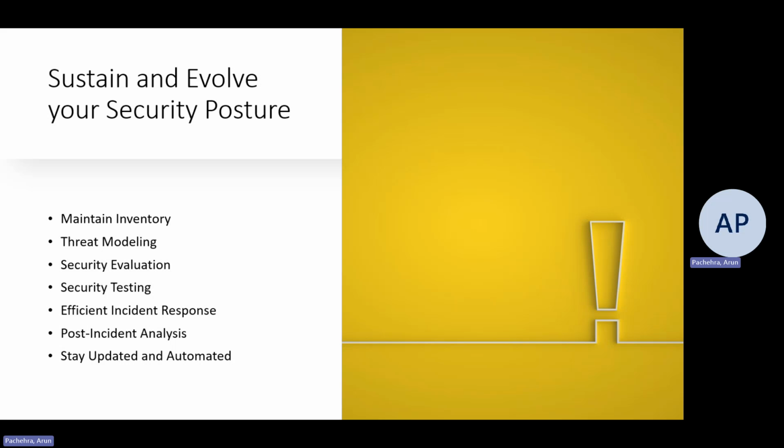So regular threat modeling: consistently analyze potential threats and vulnerabilities to your system. Keep on doing it. It's not a one-time thing. By knowing possible attack vectors, you can set up effective countermeasures in advance. You should use MS Defender to continuously upgrade your security score.